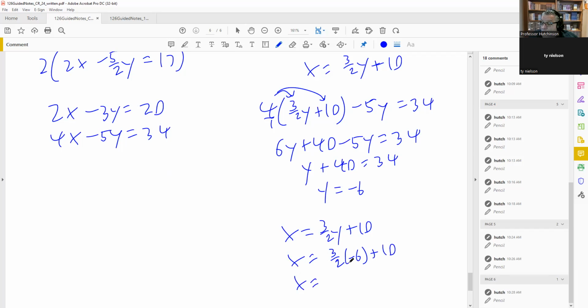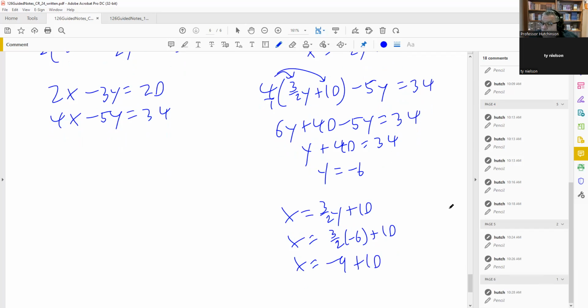Then we'll solve for that. This is 6/1, so it's -18/2, so -9 plus 10. And so then we end up with x equals 1. So the answer we get is 1, -6.